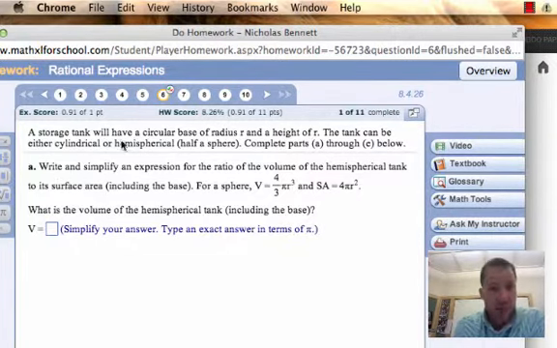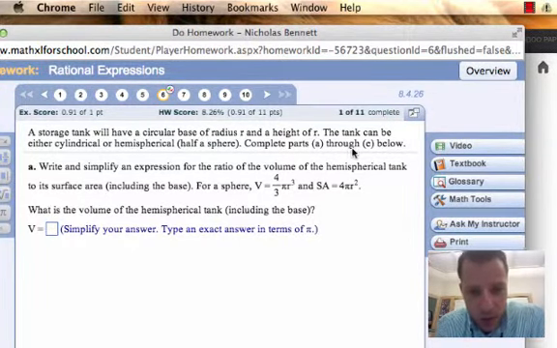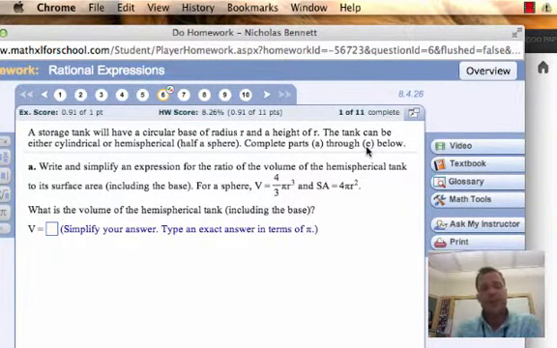A storage tank will have a circular base of radius r and a height of r. Ooh, the height of r. Okay, the tank can be either cylindrical or hemispherical. Half of a sphere, that's really important. Complete parts A through Z, basically.